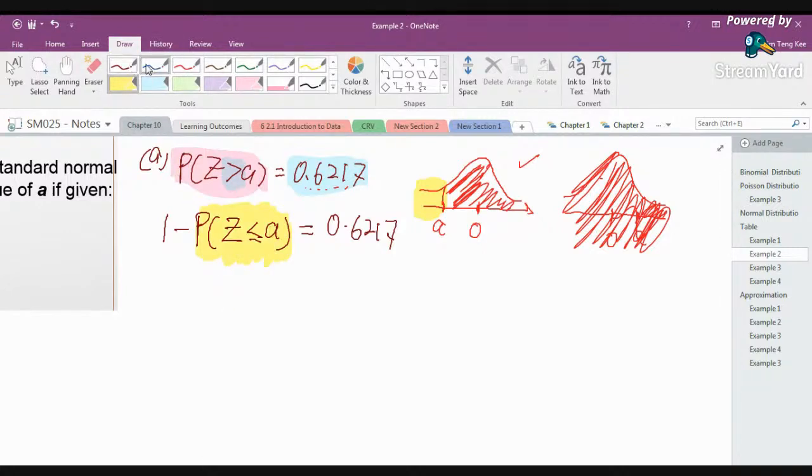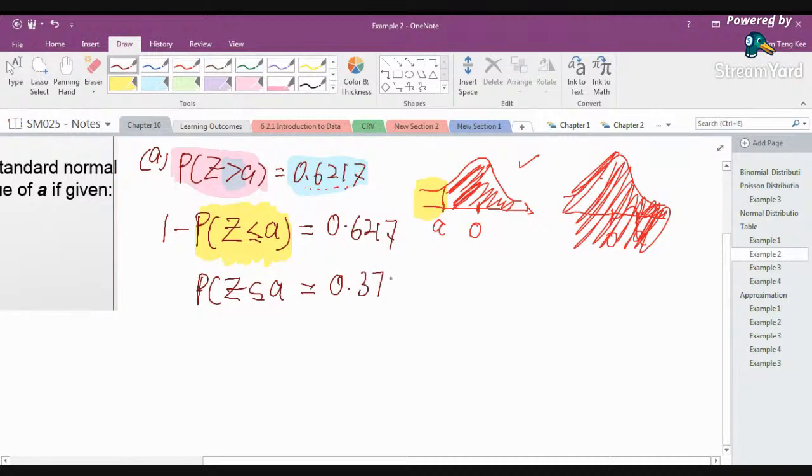So as a result, when you rearrange the terms, you have P(Z ≤ A) = 0.3783. Now you should see that your probability value is less than 0.5. However, you still can't directly go for the answer from the table because the inequality sign is less than. Then in that case, what shall we do?